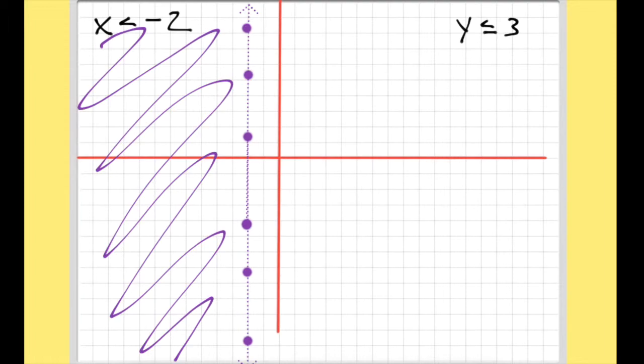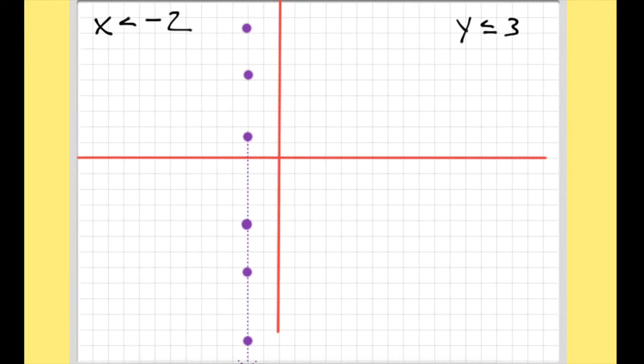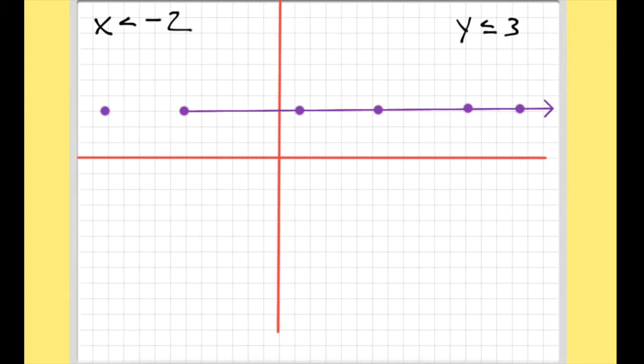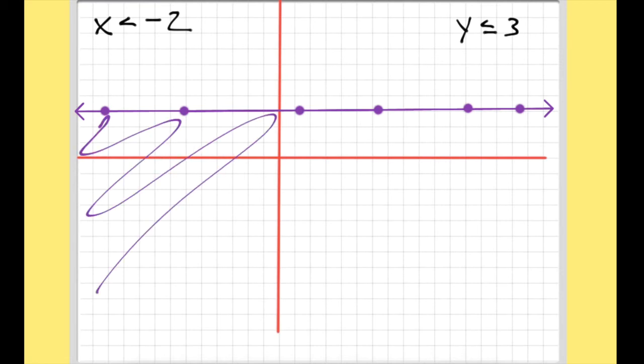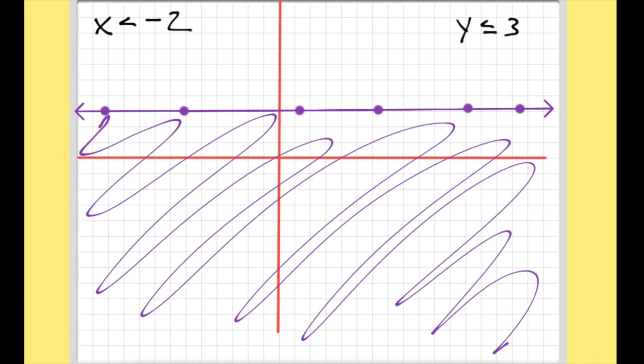For y is less than or equal to 3, my y values of 3 are here. So I have a horizontal line where y is 3. And since I have less than or equal to, I'm going to use a solid line because I can include that line as my solutions. Now, where are the y values less than or equal to 3? Down here. This is my solution area.